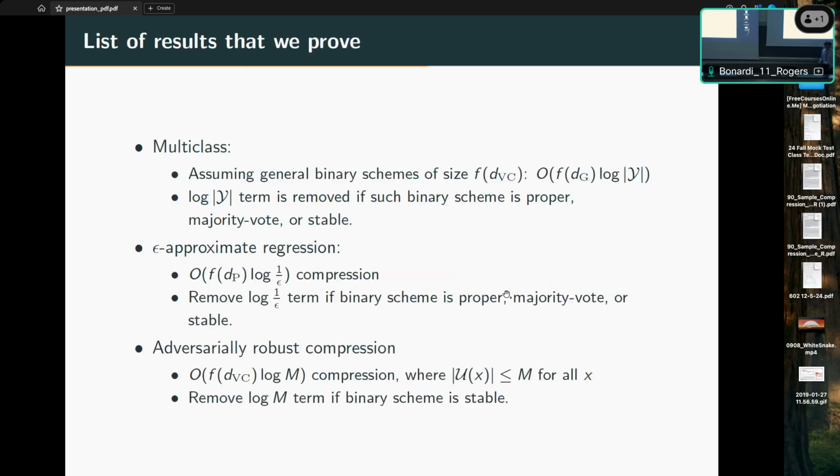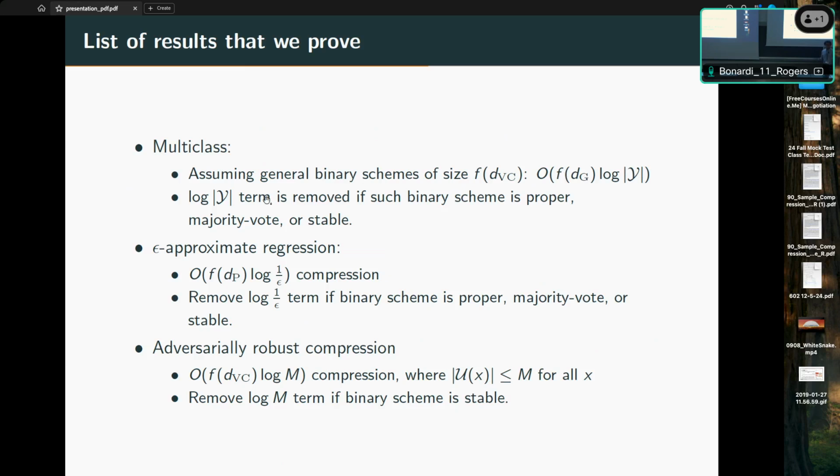Before we go into the proof strategy for our multi-class result, I'll just talk about the list of results that we prove. Just like I mentioned earlier, if you have a binary compression scheme of size f of VC, then you have a multi-class compression scheme of size f of graph dimension times log Y.